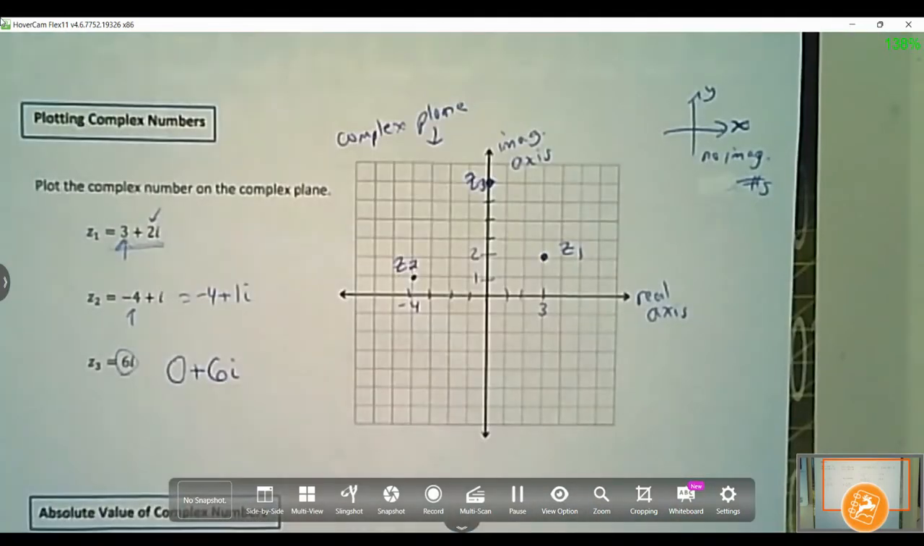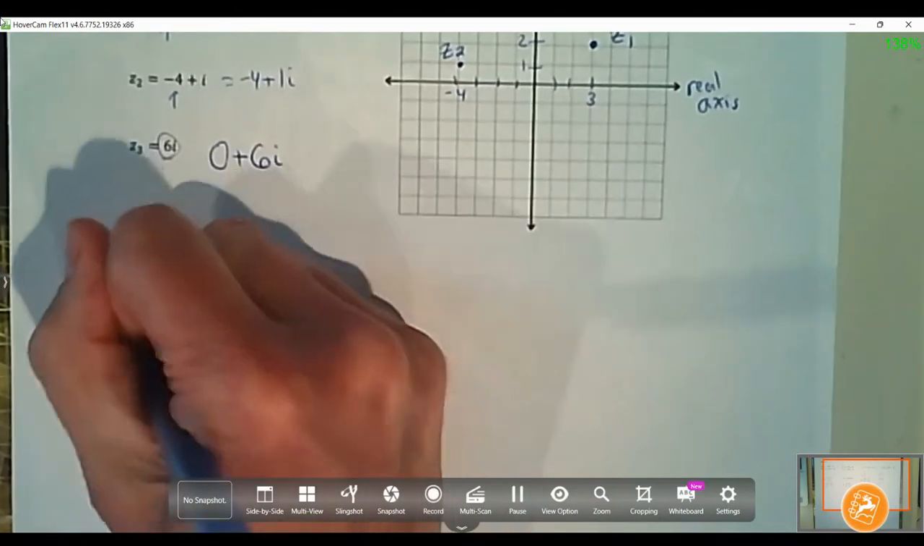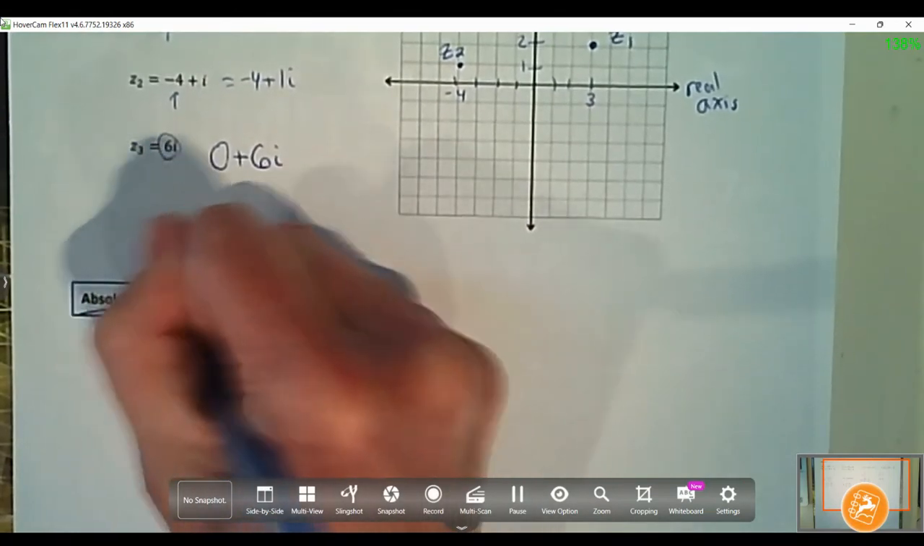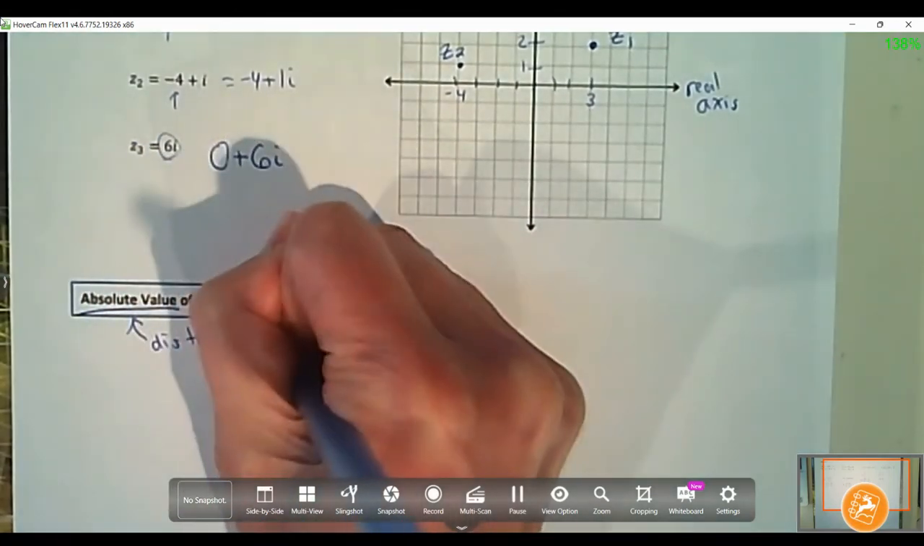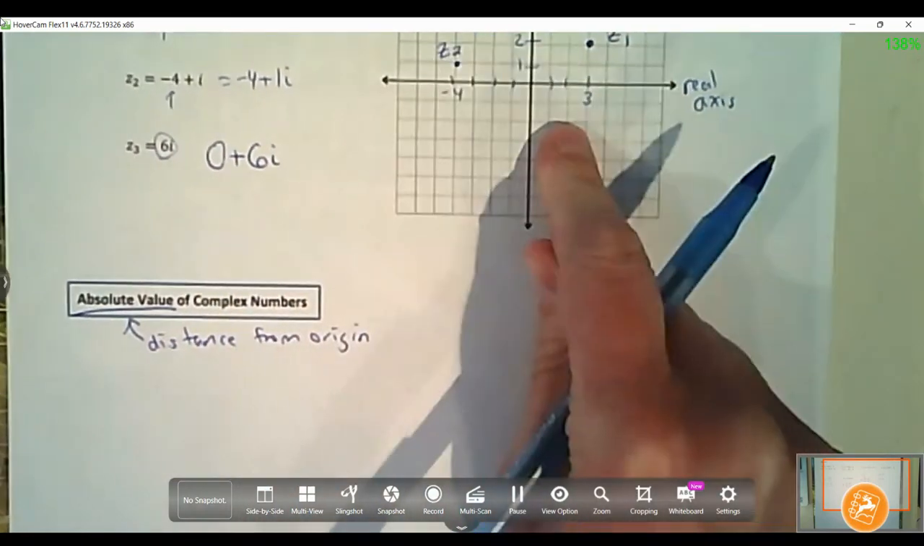Okay. And I think you're probably okay plotting complex numbers on the complex plane. That's about all there is to it. So the last part of today's lesson is the absolute value of complex numbers. The absolute value of a complex number is the complex number's distance from the origin when you plot it on the complex plane.